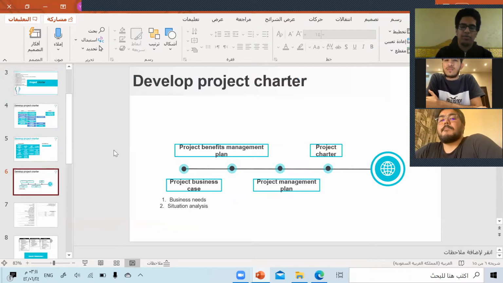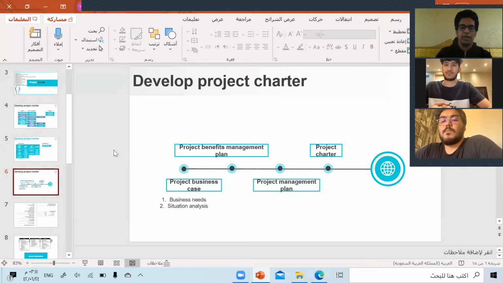This is the timeline for the whole process. We have two inner effects and two outer effects. The outer effects are the project business case, which is the business needs and situation analysis, the situation out in the market, and second, the project benefits management plan. It's the value of the product or the service that the owner will get, whether it's a company or the government. What is the value that will be added? The inner effects are the project management plan and the project charter. We have talked about the project charter. Now we'll go to my teammate, Samir.